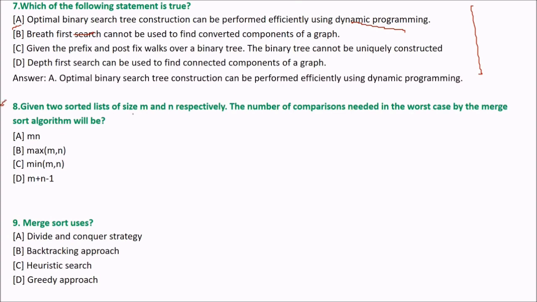Next is, given 2 sorted lists of size M and N respectively, the number of comparisons needed in the worst case by merge sort will be what? Can you answer this? You need to merge the two sorted lists. The answer would be, see, this is M, this is N, so the answer would be M plus N minus 1.